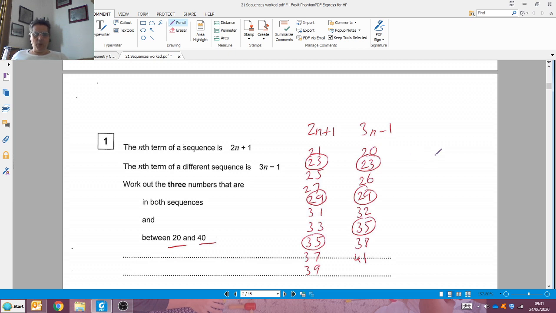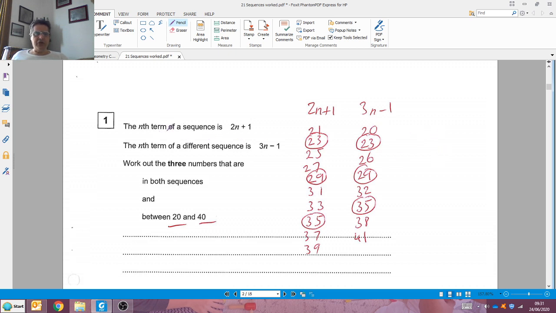So question number 1: the nth term of a sequence is that. The nth term of a different sequence is that. It's inevitable that there'll be some terms in each sequence where they'll be the same. You've got to find 3 of these, and they've got to be in both sequences, and they've got to be between 20 and 40. All right, so not difficult.